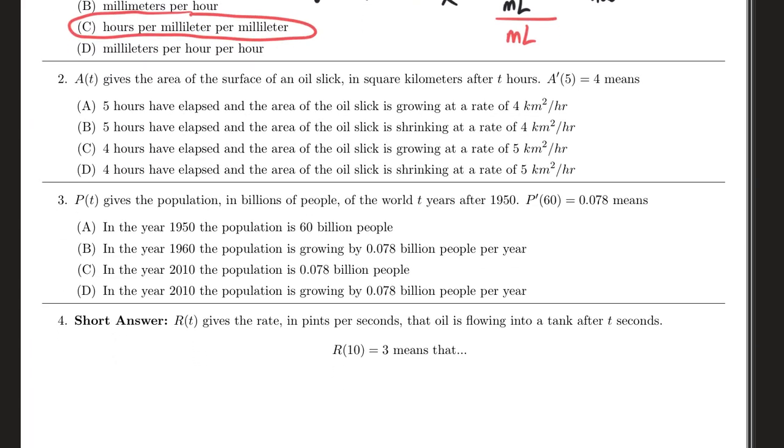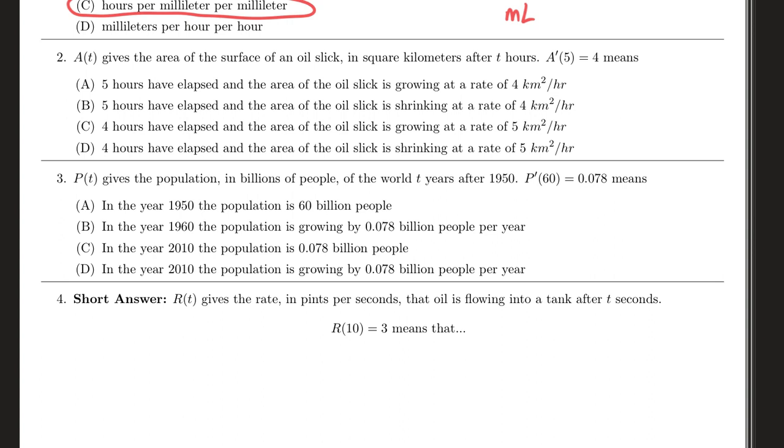All the rest of the questions deal with understanding what the notation means in words. So A of t gives the surface area of an oil slick in square kilometers after t hours. So our input is going to be t, which is hours, and our output is going to be A, which is square kilometers. So A prime of 5 equals 4. The input for the derivative is the same as the input for the original function. This 5 is also going to be a number of hours. So it's 5 hours have elapsed.